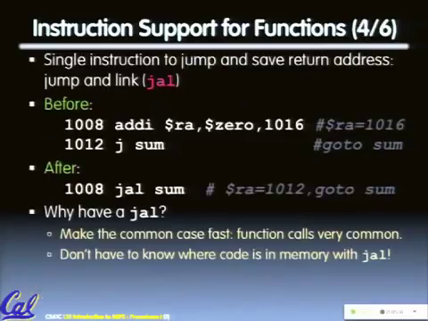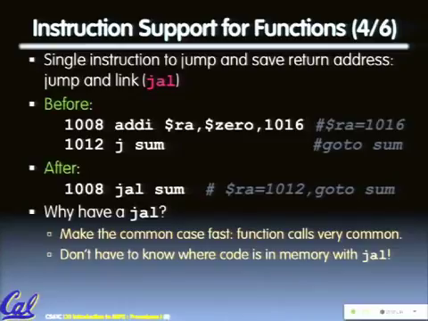Well, JAL sum is done. It does it for me. It says, go grab where I am, 1008, add 4 to it, 1012, stuff it into $RA automatically. Notice, by the way, $RA is not even listed here. It just knows how to do that, which I really am happy with.